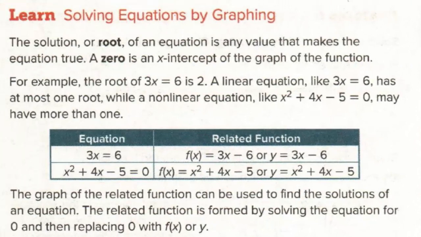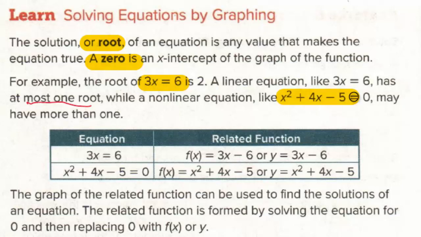Okay, so for the learn section here, it says solving equations by graphing. The solution or root of an equation is any value that makes the equation true. A zero is an x-intercept of the graph of that function. For example, the root of 3x equals 6 is 2. A linear equation like 3x equals 6 has at most one root, while a nonlinear equation like x squared plus 4x minus 5 equals 0 may have more than one root.